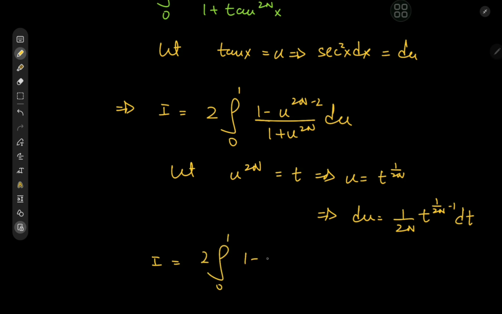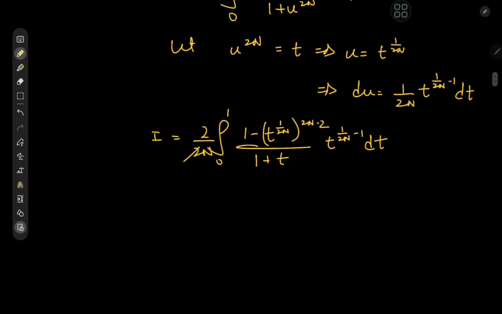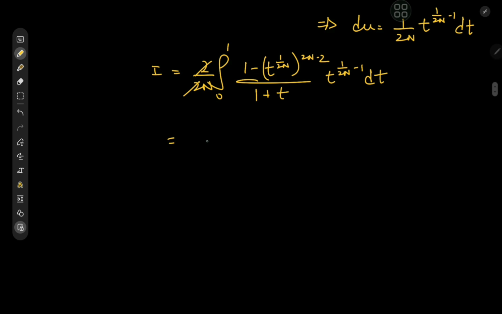So we now have twice the integral from 0 to 1 of 1 minus, now let's see, u here is t to the 1 by 2n, and this thing is being raised to the 2n minus 2, terribly sorry about that, divided by 1 plus t, and we also have 1 by 2n because of the differential element, and we have t to the 1 by 2n minus 1 dt.